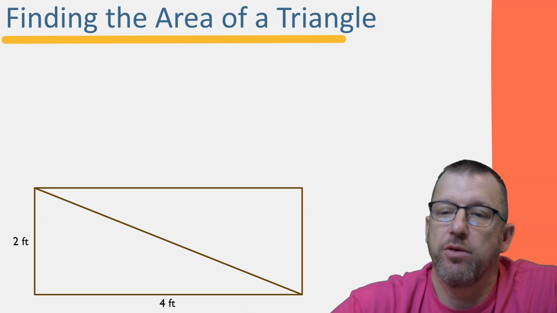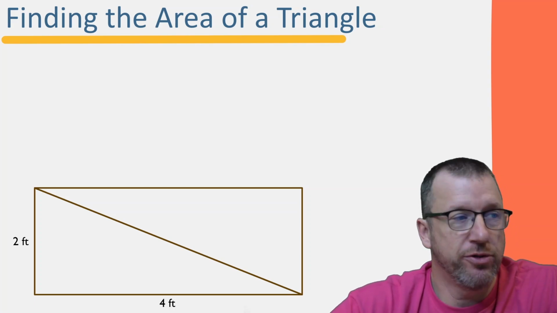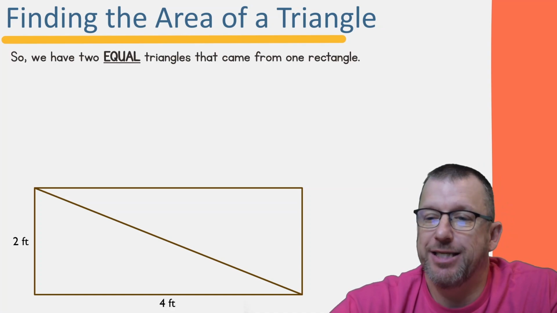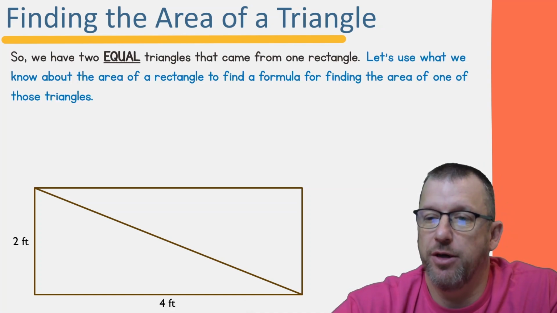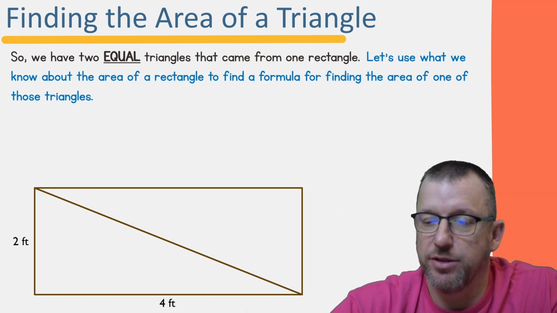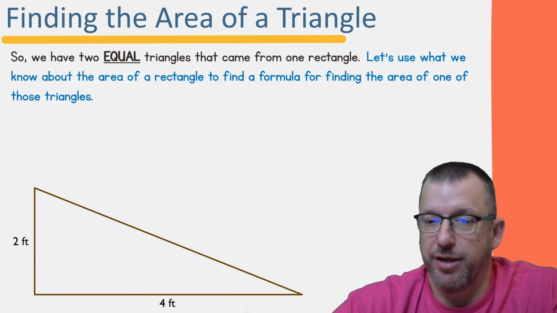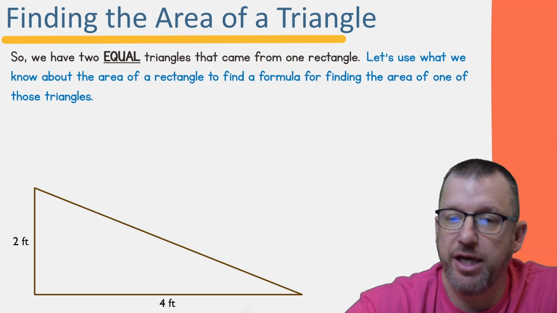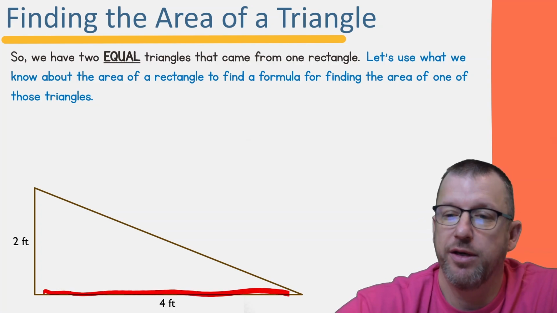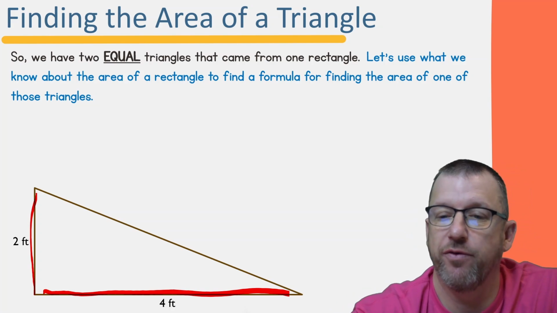Okay, so here's our rectangle, 2 feet by 4 feet. We drew a diagonal in it to make it 2 equal triangles. So if we want to find the area of one of those, let's just use what we know about the formula for rectangles to get to that point. All right, so here is our triangle now. Did the length of it change down here? No, it's still 4. Did the height of it change, or the width? No, it's still 2. So it's 2 by 4.